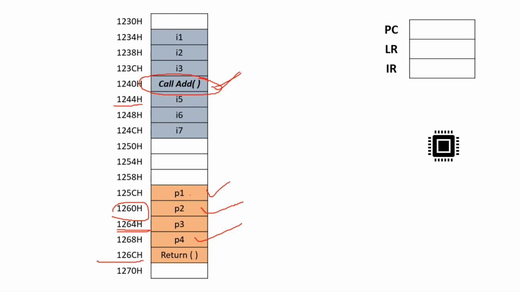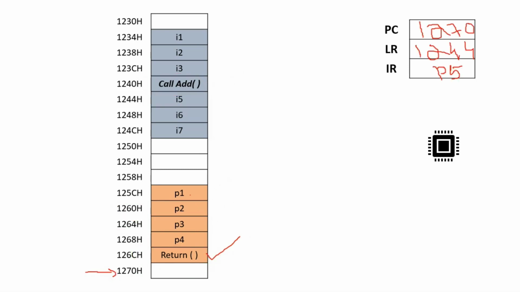After P4 execution is completed, the processor loads the return instruction, that is the end of the subroutine. Once the return instruction is executed, PC will be pointing to the next instruction, 1270. There will be some random instructions here. But during execution of the return instruction, the processor comes to know that the subroutine is over and it has to go back. That means when P5, that is the return instruction, is in the instruction register, the processor comes to know that it is a return instruction and has to go back.